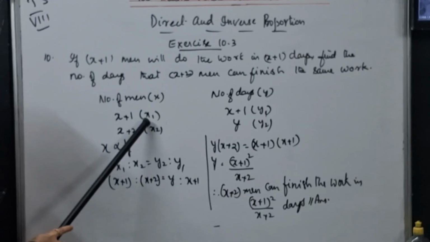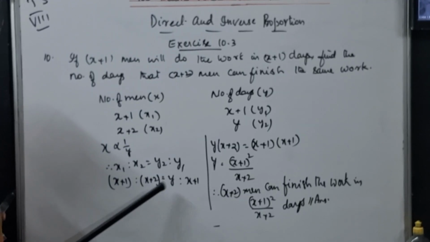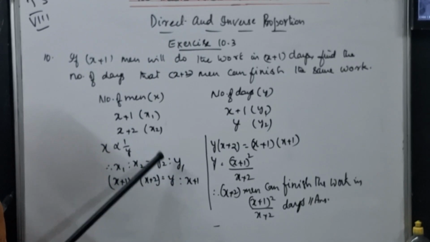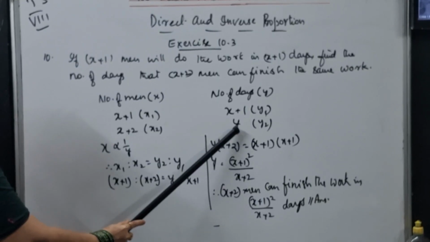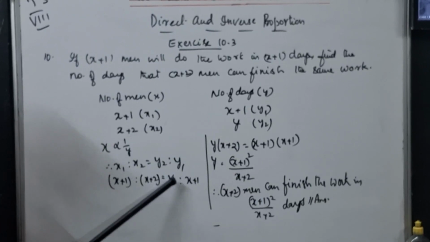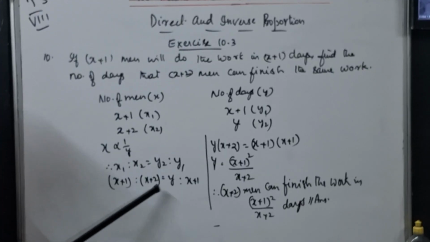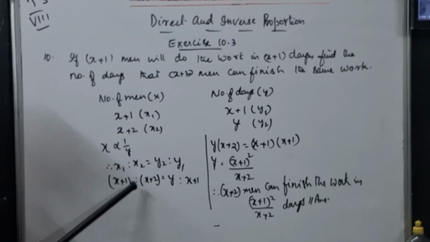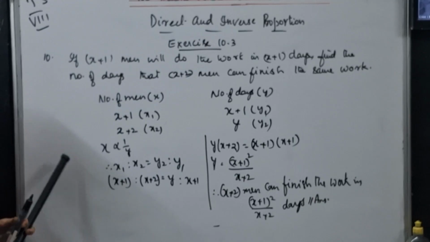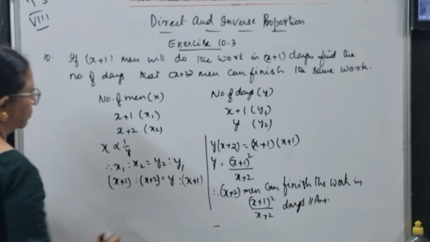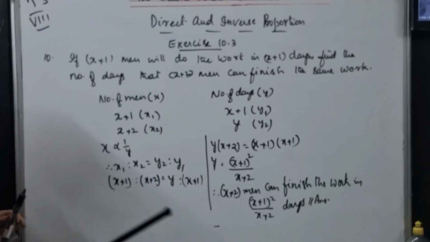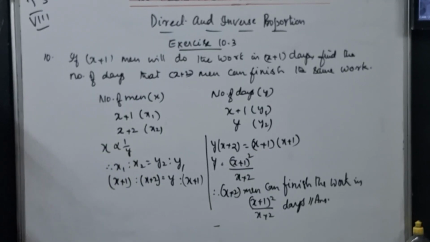x1, x plus 1 is to x2. What is x2 here? X plus 2 is equal to y2. Y is to y1, x plus 1. So product of means, x plus 2 into y, is equal to product of extremes, x plus 1 into x plus 1. So x plus 2 y is equal to x plus 1 into x plus 1, is x plus 1 whole square. So y is x plus 1 whole square by x plus 2. So x plus 2 men can finish the work in x plus 1 whole square by x plus 2 days. Please note it down.